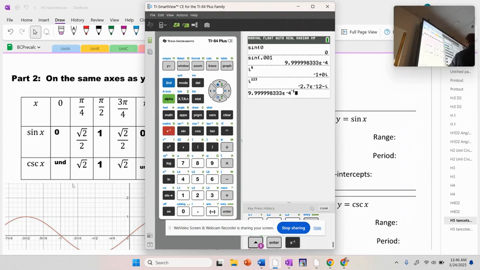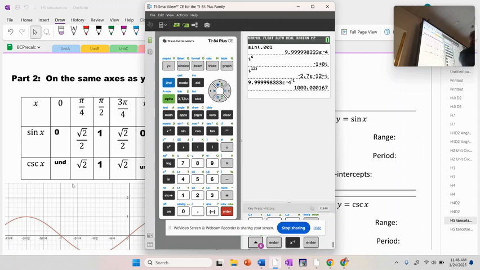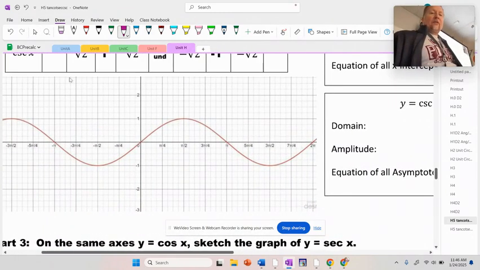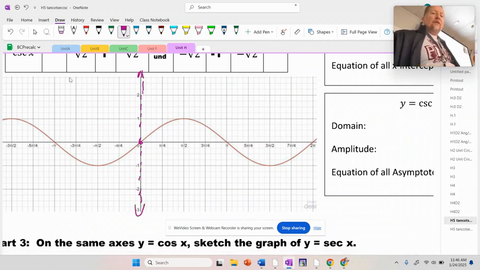Flip. What's a flip of a very small number? Very large. So what I'm trying to get you to understand is this. Here's how you're going to graph cosecant. What's the flip of 0? Undefined. You have an asymptote. What I just proved is this point's way up here.